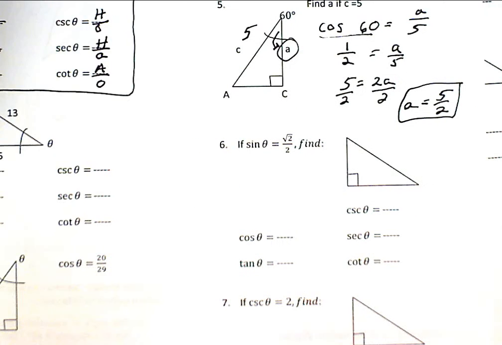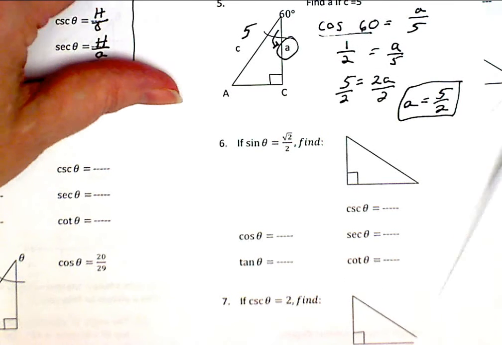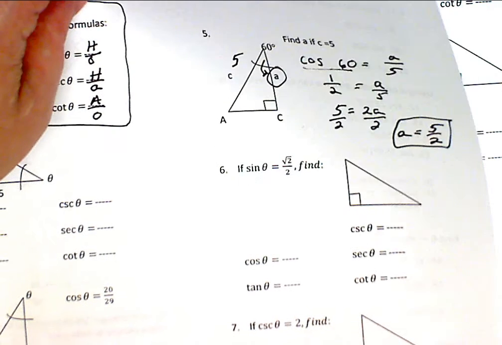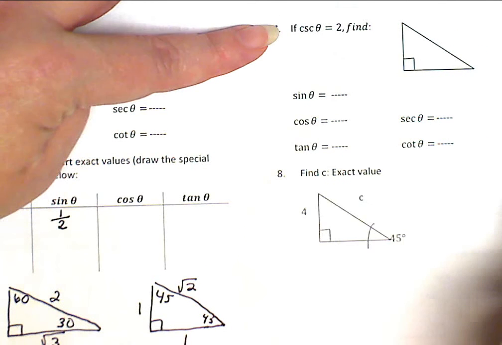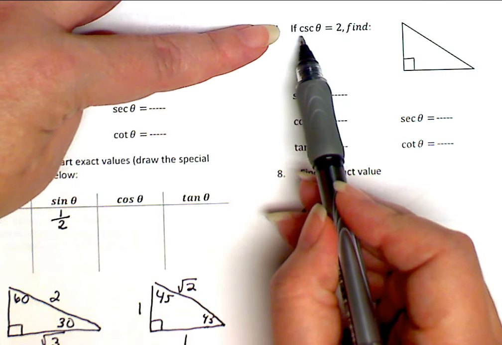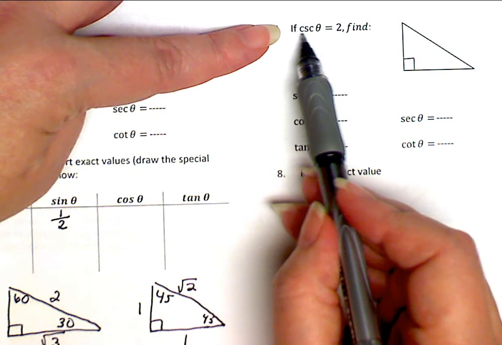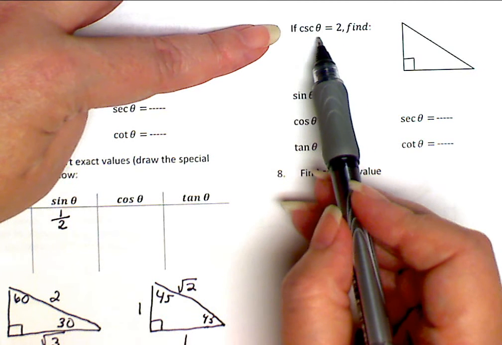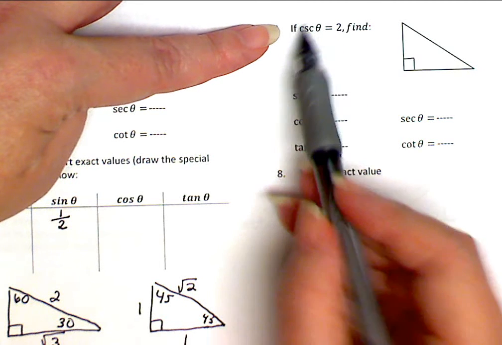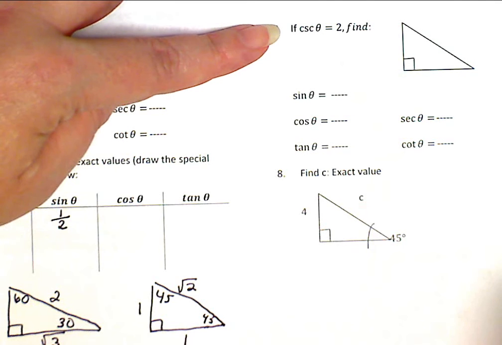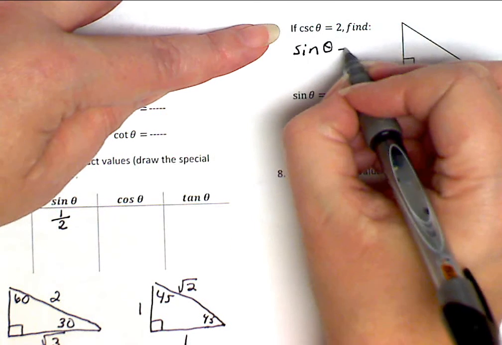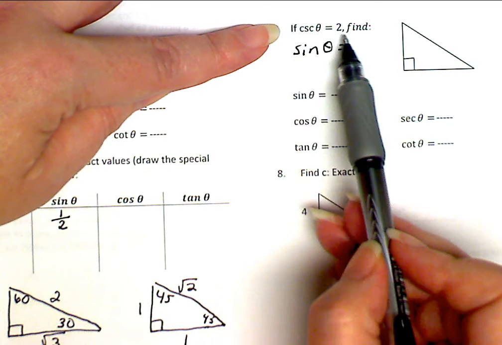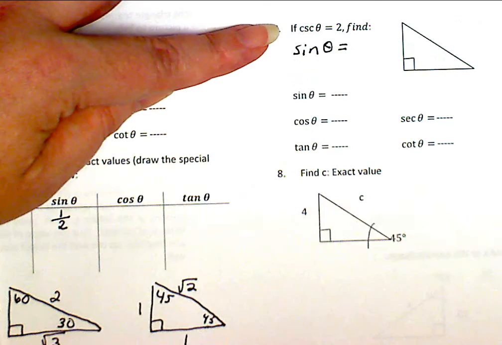All right. I'm going to leave you to do 6 because 7 is more challenging. And we're going to do 7 together, which will be a lot like 6. Okay, first of all, CSC of theta is 2. What is the reciprocal of cosecant? Sine, right. So if cosecant is 2, sine is 1/2. It's the reciprocal.